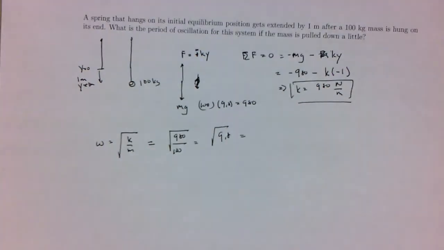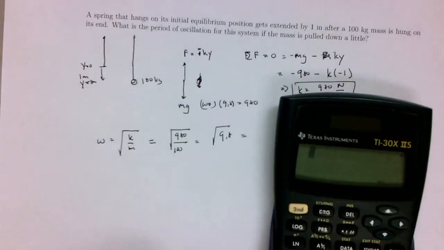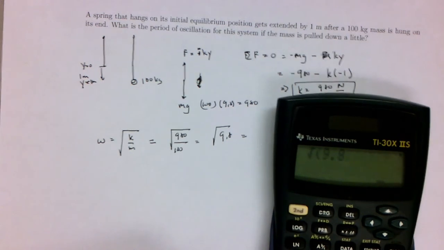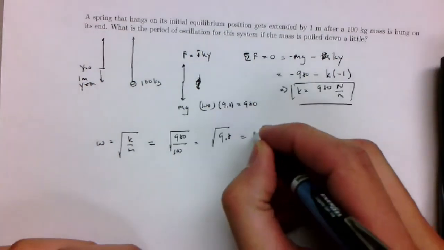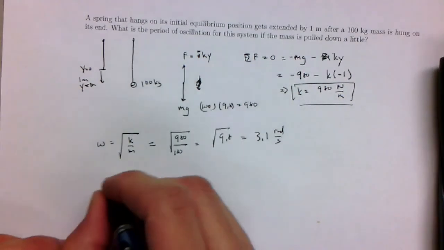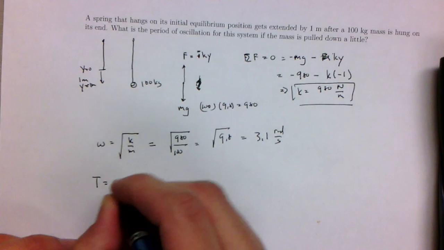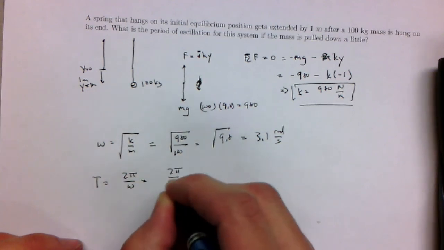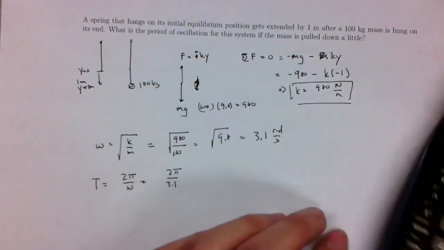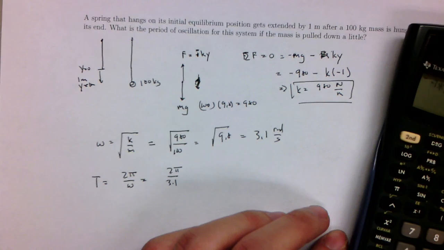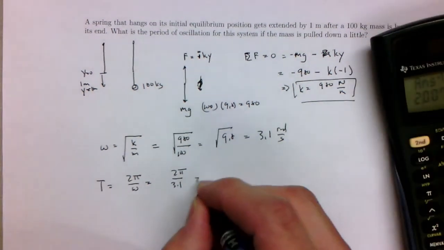Okay, that's great. Now take out a trusty calculator. The square root of 9.8 is equal to 3.1, let's say, radians per second. And the period is going to be 2 pi over omega, which is going to be 2 pi over 3.1. Let's invert this answer times 2 times 3.1415, and that is going to be 2.